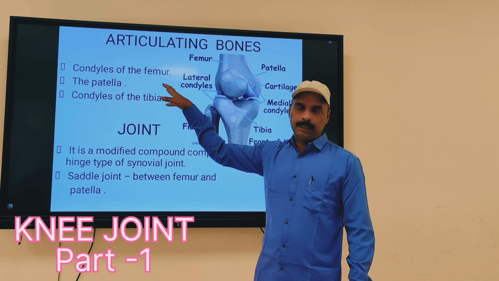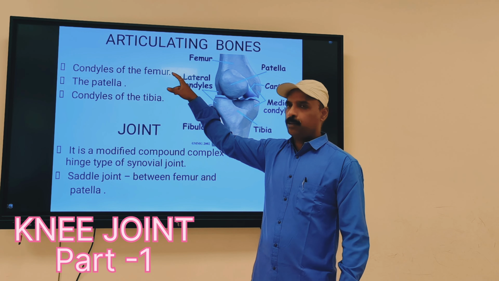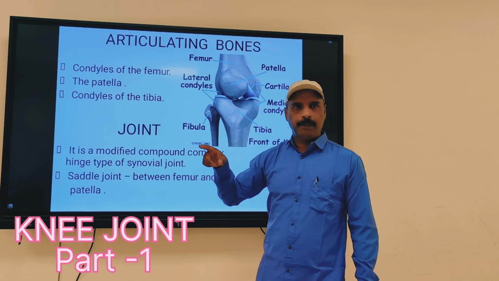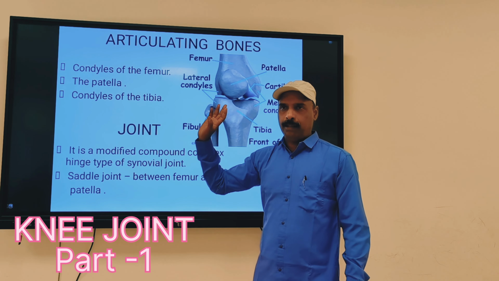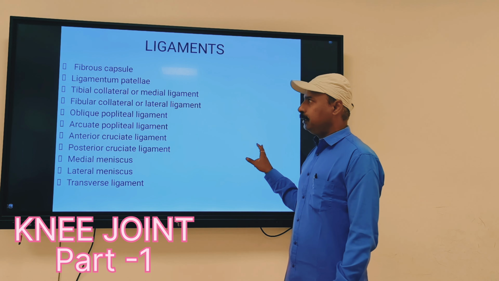Then the articular surfaces, or the articular bones taking part: the condyles of the femur, you have to tell the medial condyle and lateral condyle of the femur, the medial condyle and lateral condyle of the tibia, and the patella. So this is all about the articular surfaces.